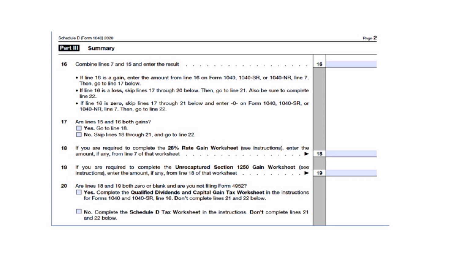Line 18: if you are required to complete the 28% rate gain worksheet, then you enter the amount, if any, on that line. Line 19: if you are required to complete the unrecaptured Section 1250 gain worksheet, then you enter the amount here. And line 20 asks you whether lines 18 and 19 are both 0 or not, and you have the instructions here on what to do.